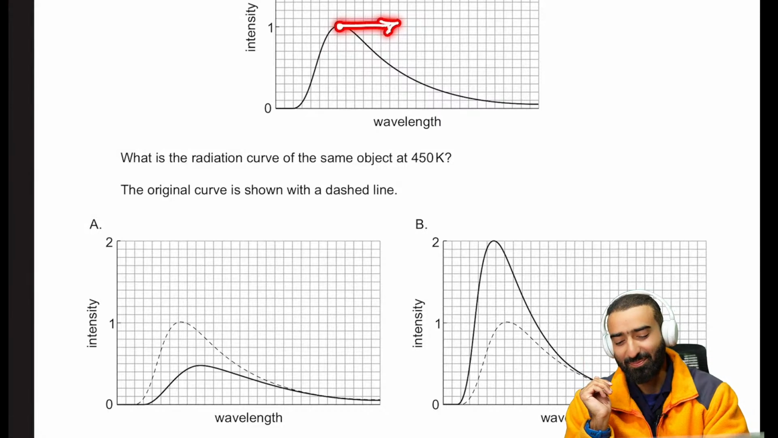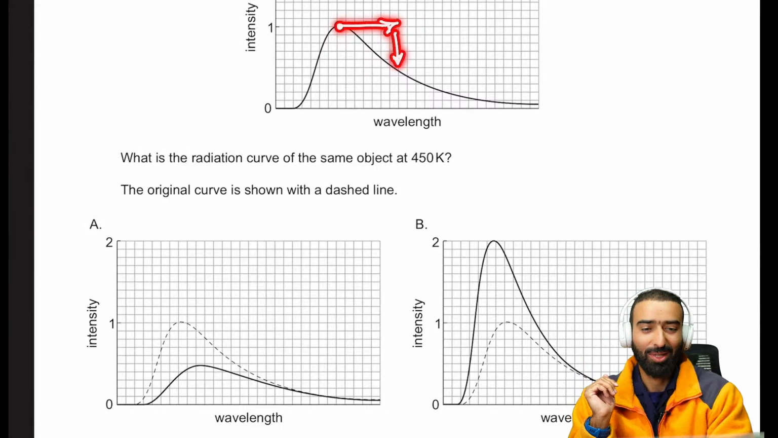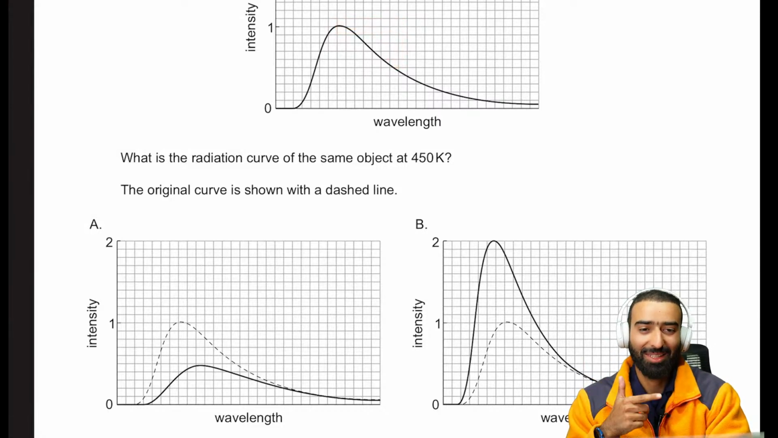and a peak that shifts to the right. All right, so we have some happy viewer here. Thank you for your support.